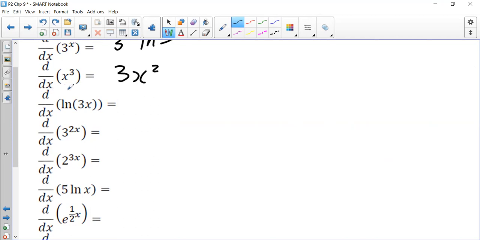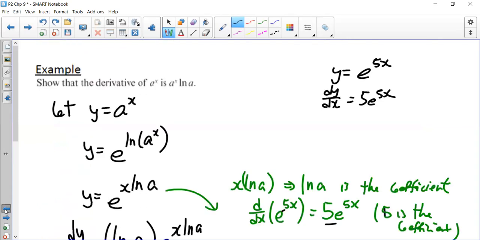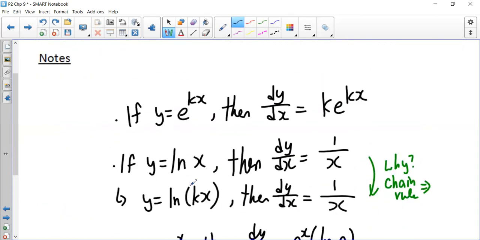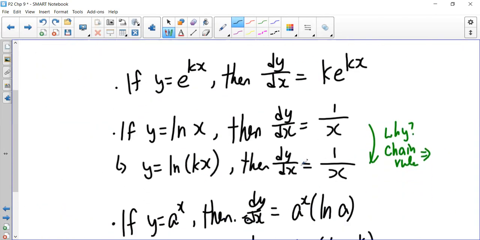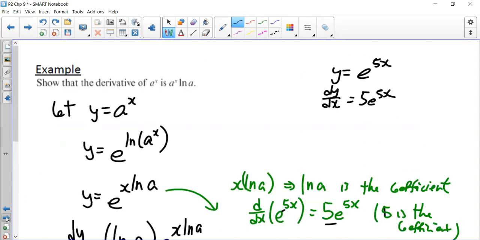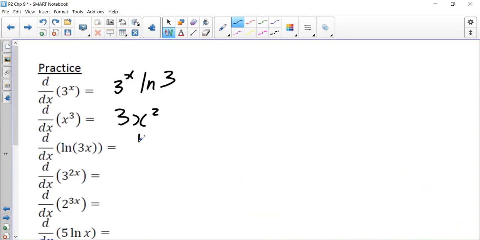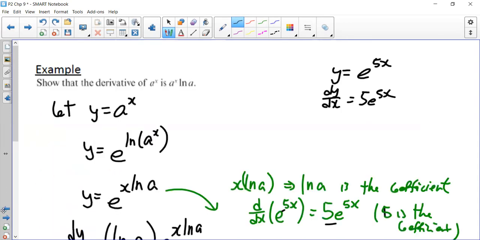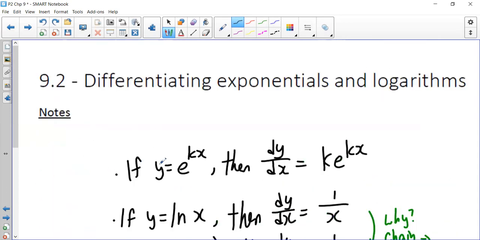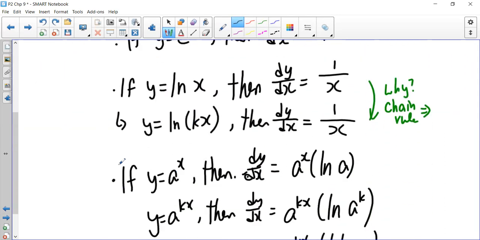Okay, ln 3x. So let's go back. ln 3x, that's this one, ln kx. So the derivative of ln 3x is the same as 1 over x without the 3. So it's just 1 over x. Next one, 3 to the power of 2x. Pause the video again. When you're ready, press play. I'm not going to say it many times. Just pause and play.